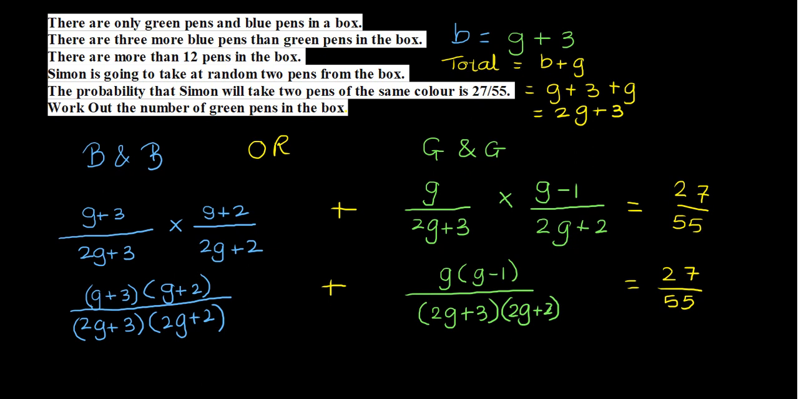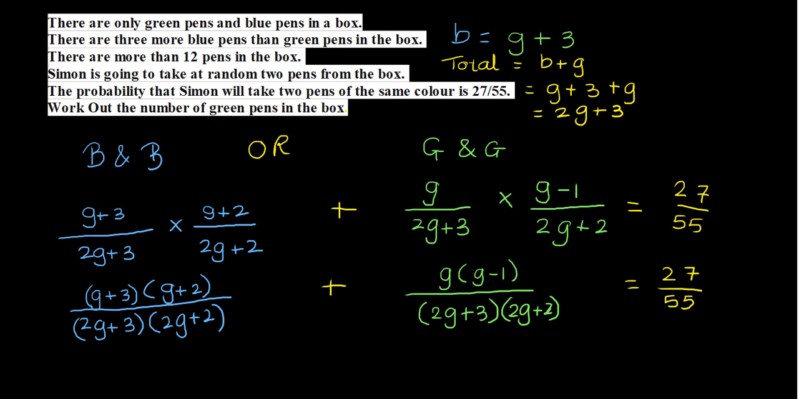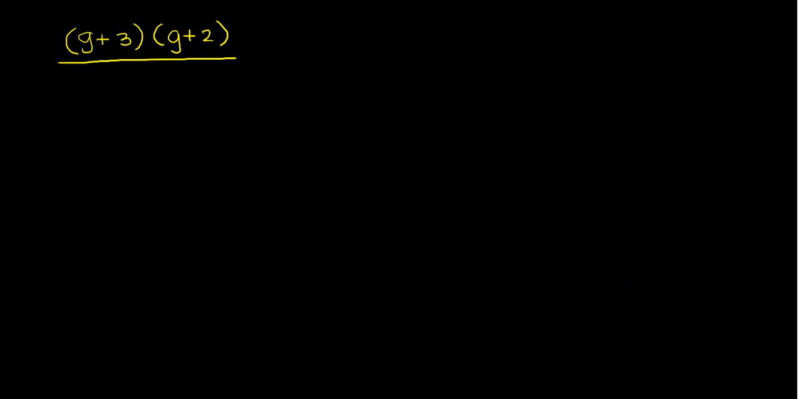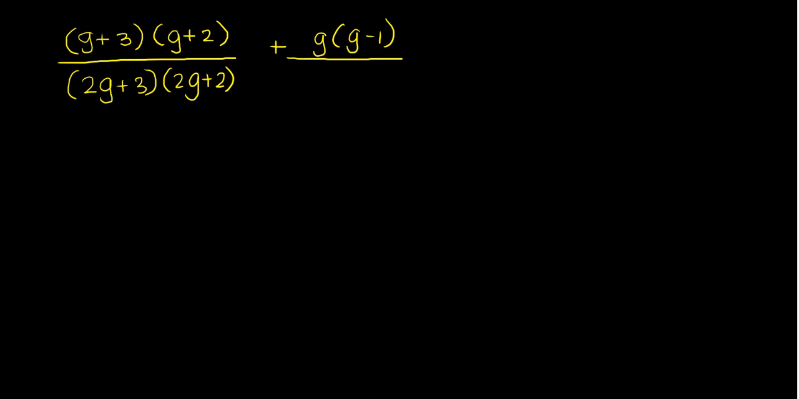Okay, so G plus 3 times G plus 2 over, let's go back, 2G plus 3 times 2G plus 2. I'm just rewriting the last line of the equation, plus G times G minus 1. Again, the denominators are the same.